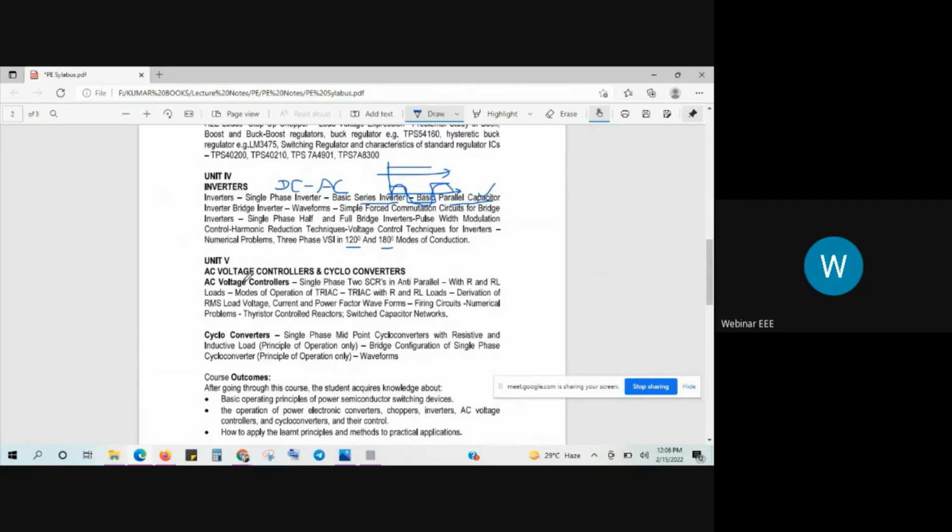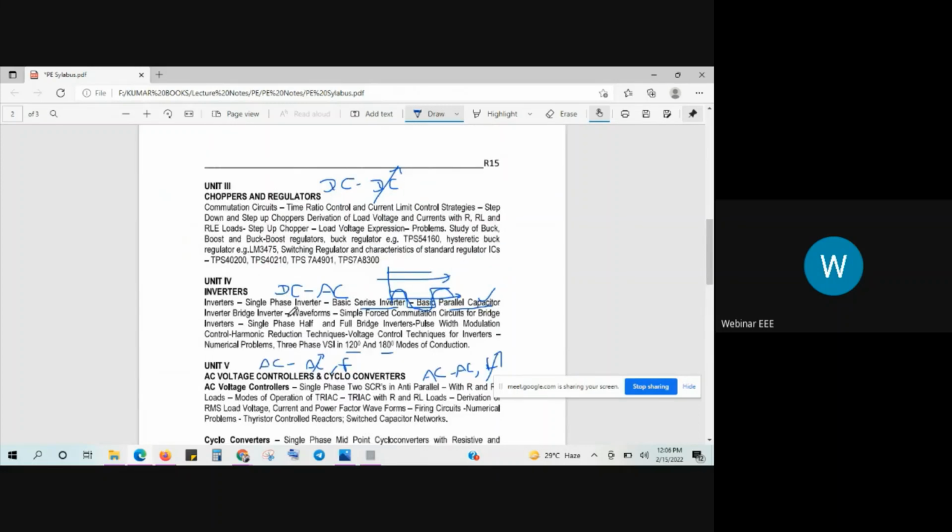Then the AC voltage controller: fixed AC to variable AC without changing frequency, you can call it an AC voltage controller. So cycloconverter means fixed AC to variable AC with changing frequency. Okay. So this is the basic overview of all, in 5 minutes.